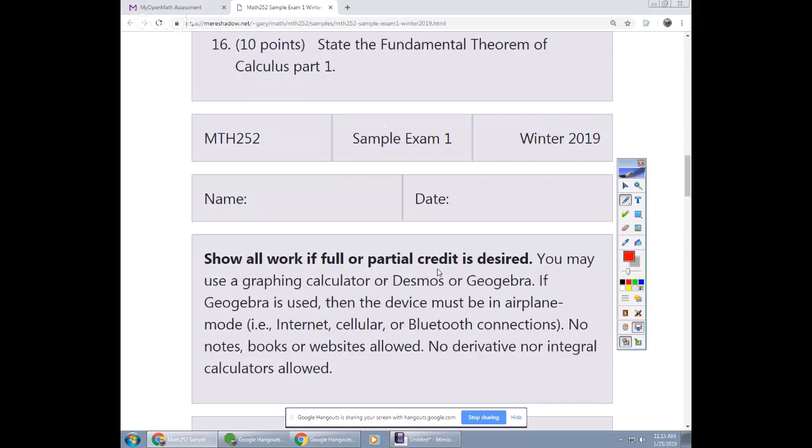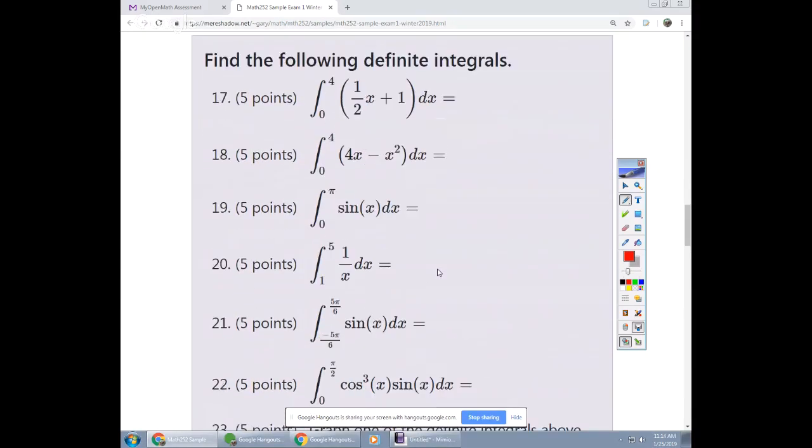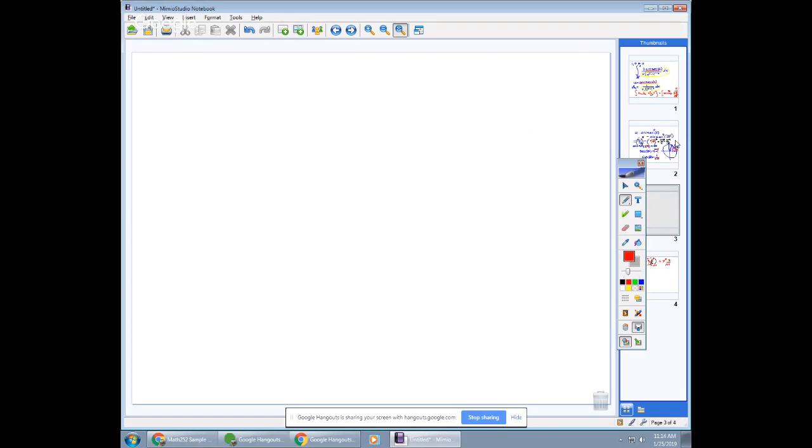Can we do a definite integral? Yes. And can you just go over the fundamental theorem stuff right at the bottom, just for funsies? Sure. Okay, so fundamental theorem part 1.